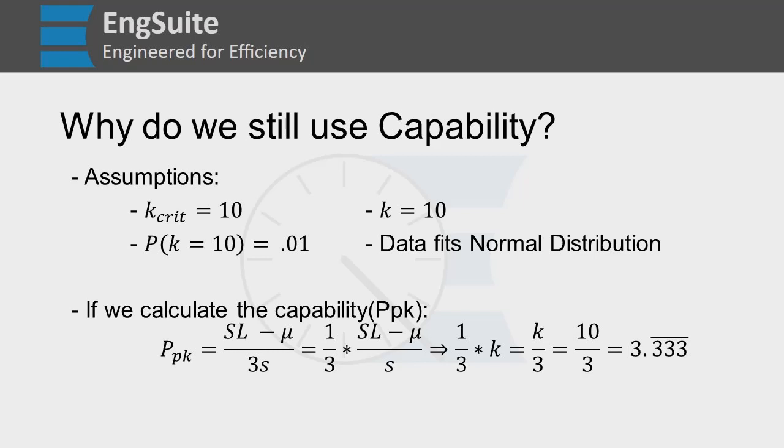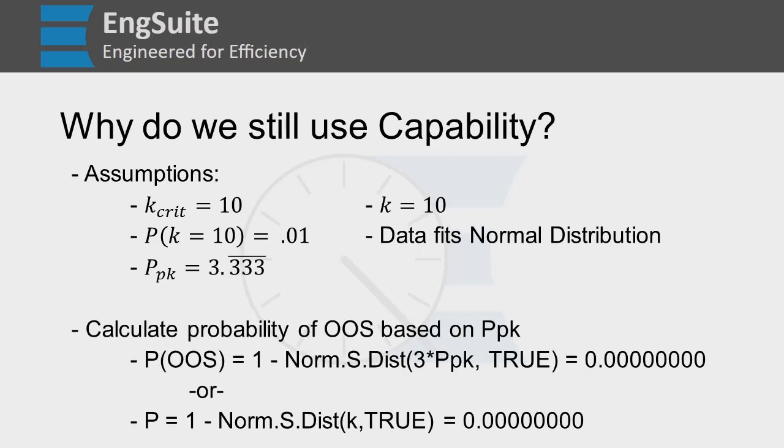So if we take 10, we plug in our K, 10, and we get our PPK equals 3.333 repeating. So now let's actually calculate our out of spec condition. We know that with a K value of 10 and a PPK of 3.333, we can plug in either 3 times the PPK or just the K, because that would be a Z-score. We can plug that in Excel to get the probability of a value less than that, right? So we plug that in and we take 1 minus that so we can get the probability of an out of spec, which is basically 0.